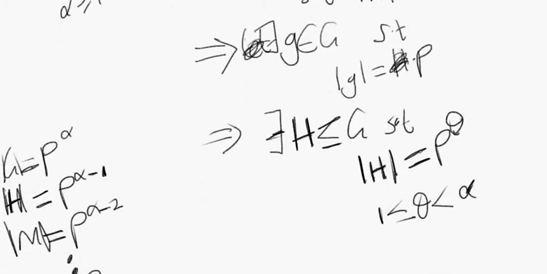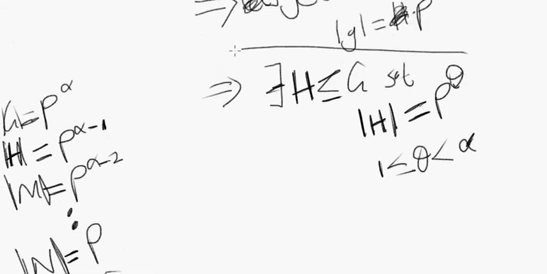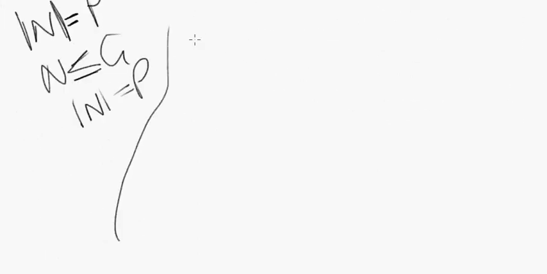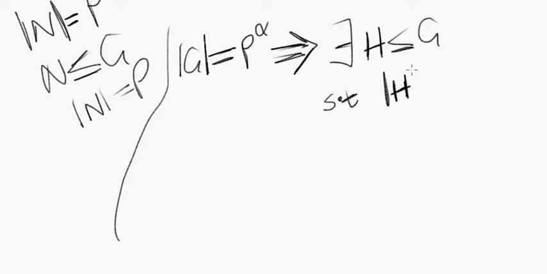So let's see, is it indeed true? What we were tackling before was proving this idea: suppose indeed that the order of G equals p to the alpha. Why does that necessarily imply that there exists a subgroup H of G such that the order of H equals p to the theta, where theta is taken to be less than alpha? Why is this guaranteed? That's what we were exploring before.